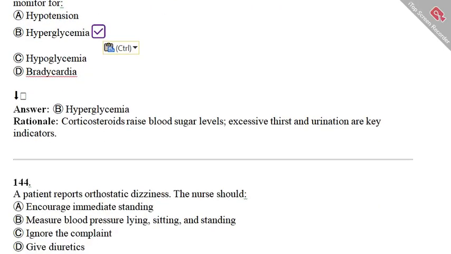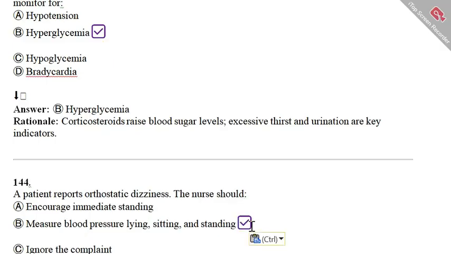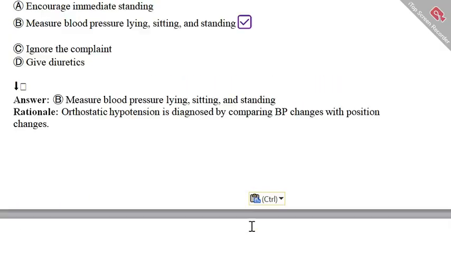A patient reports orthostatic dizziness. The nurse should read the four options. The correct option in this scenario is option B. Measure blood pressure while sitting and standing.